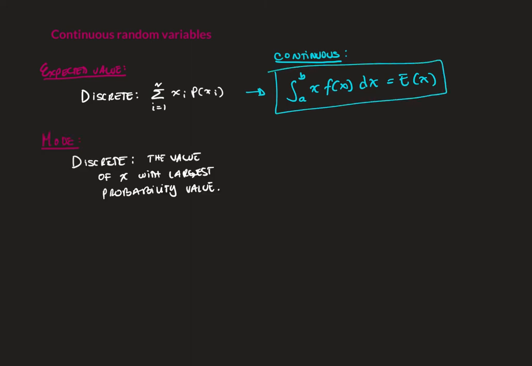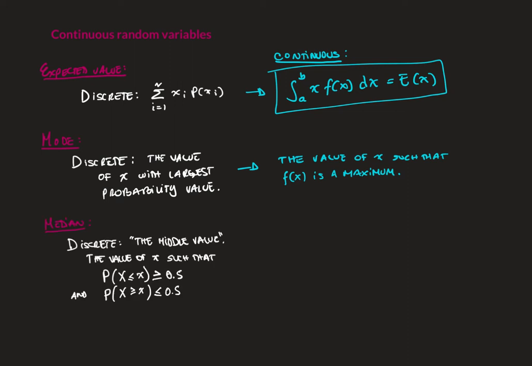Then we have the mode. In the case of a discrete random variable, the mode is going to be the value of x that has the largest probability value. In the case of a continuous random variable, the mode is going to be the value of x for which the probability density function will have a maximum. For the median, in a discrete probability distribution, the median is going to be the middle value, or the value of x such that the cumulative probability function first reaches an amount bigger than or equal to 0.5. In the case of a continuous distribution, the median is going to be the value of x such that the probability calculated through the integral will have a value of 0.5.